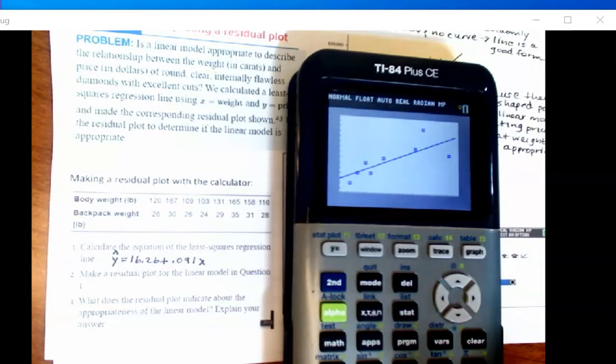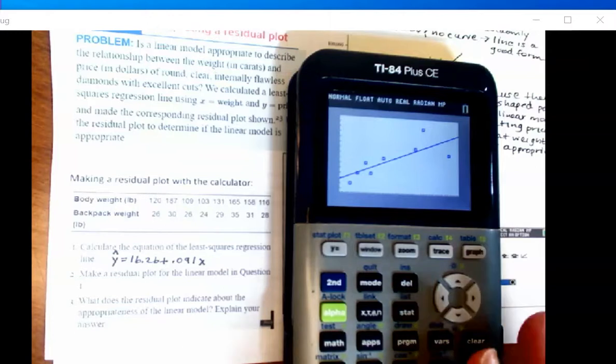And there we go. We have the linear regression line, or least squares regression line, graphed. So now let me show you how to make the residual plot. You have to go through, find the equation, and graph it.